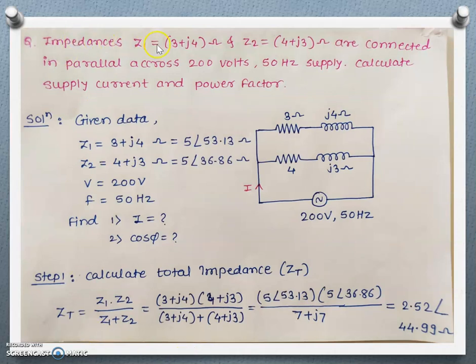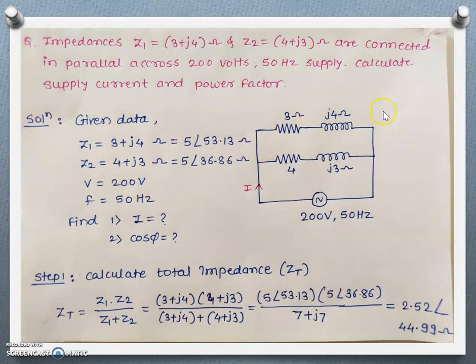Let's solve one numerical based on this. The impedances Z1 3 plus j4 ohm and Z2 4 plus j3 ohm are connected in parallel across 200 volt 50 Hz supply. Calculate supply current and power factor. We have the given data. Z1 is equal to 3 plus j4 ohm, which is in rectangular form, converting it into the polar form, 5 at an angle of 53.13 degrees. Z2 is equal to 4 plus j3 ohm, which is also converted into polar form as 5 at an angle 36.86 degrees. Voltage is given as 200 volt and frequency 50 Hz.